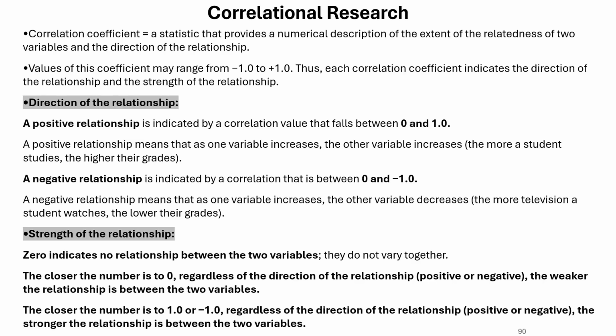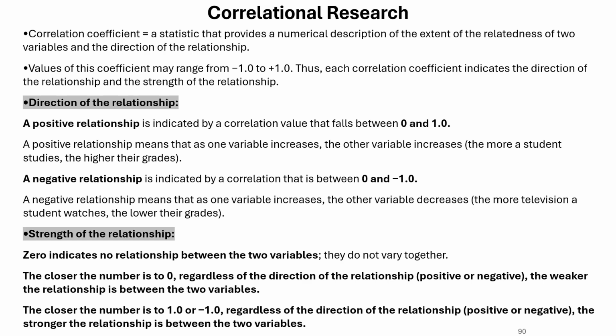When we do correlational research, the correlation coefficient is a statistic that provides a number that tells us how closely the things are related. Values may range from -1 to +1, like we mentioned before, and each coefficient indicates the direction of the relationship and the strength of the relationship. A positive relationship is indicated by a correlation value between 0 and 1. A negative relationship is indicated by a correlation between 0 and -1.